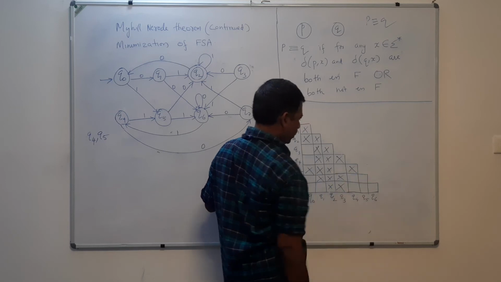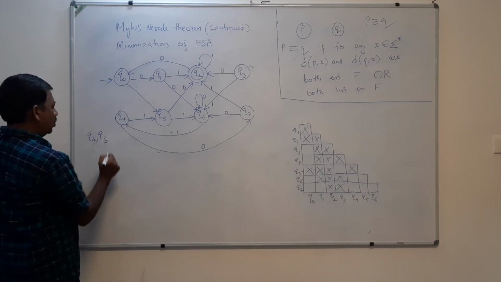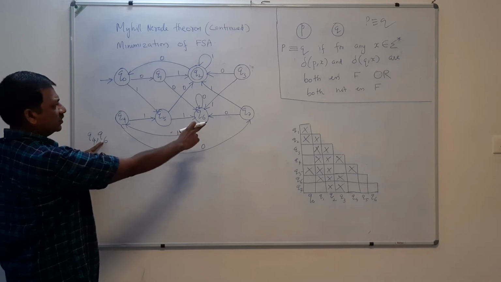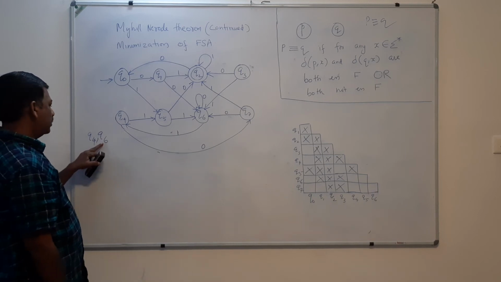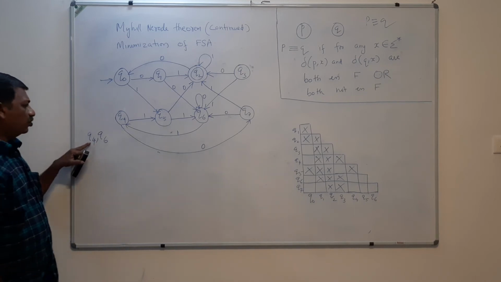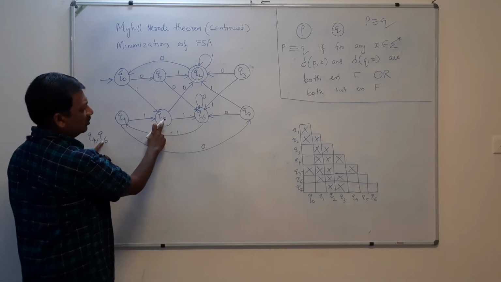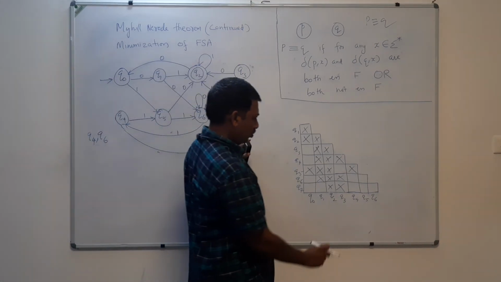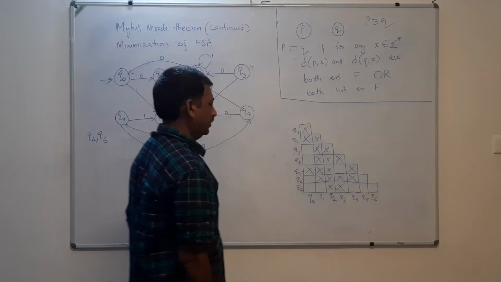Q4, Q5. What about Q4, Q6? Q4 on 0 is Q7 and Q6 on 0 is Q6. What about Q6, Q7? That is not filled. Now you are going for 1. You are going to have a test with 1. What is Q4 on 1? Q4 on 1 is Q5 and Q6 on 1 is Q4. What about Q4, Q5? Q4, Q5 is already filled. So now this can also be filled.